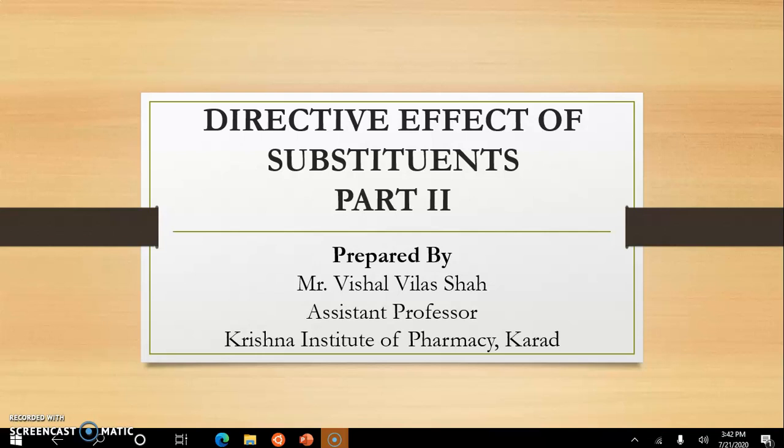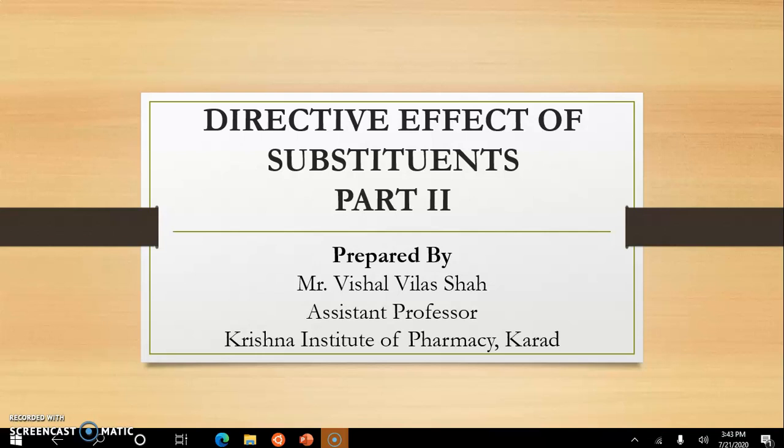In that case, we have seen the ortho-para directors. These are the groups which carry out the substitution of the incoming electrophile at the ortho or para position, where they place a negative charge at the ortho and para positions, due to which the incoming electrophile will be attracted at these positions. Similarly, we have seen the second type of directive effect, which is known as the meta directing effect, where the meta directing groups will place the incoming electrophile at the meta position.